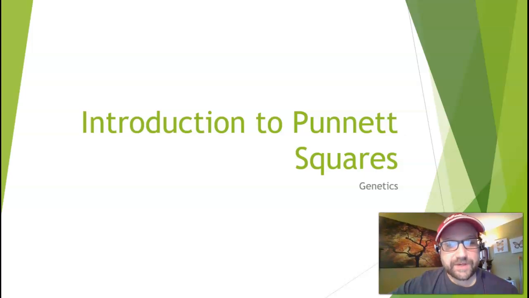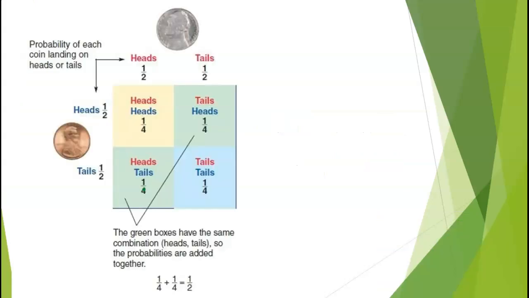This video is going to show you how to use Punnett Squares as a graphic organizer to solve statistical problems in genetics. In this sample Punnett Square, you can see how outcomes can be similar to what you would do for flipping a coin. Flipping a coin, the probability of heads or tails is always 1/2.